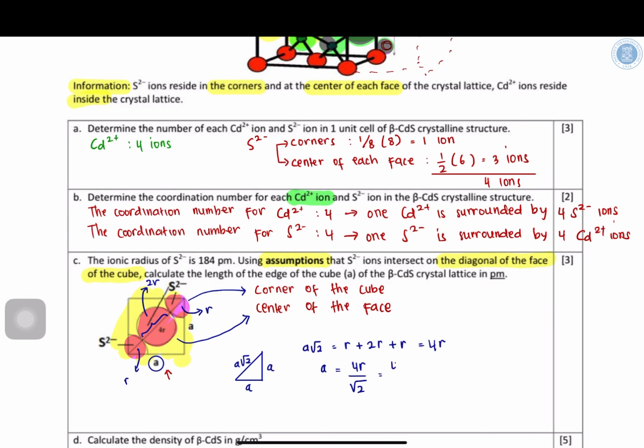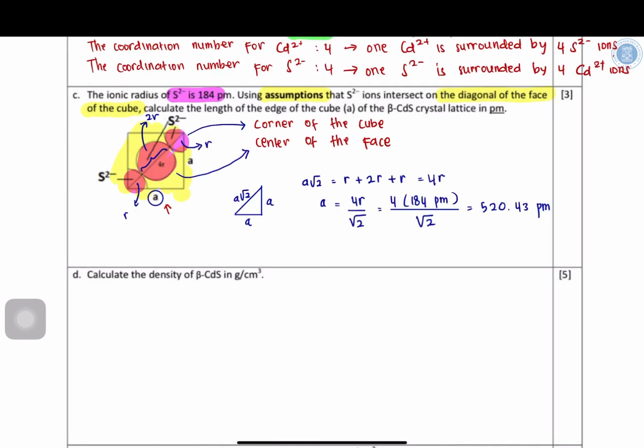And in this case, this is 4 times the radius of S2 minus, which is 184 picometer, divided by the square root of 2. So here we have the value 520.43 picometer. Now the next question: calculate the density of beta cadmium sulfide in gram per centimeter cubed.